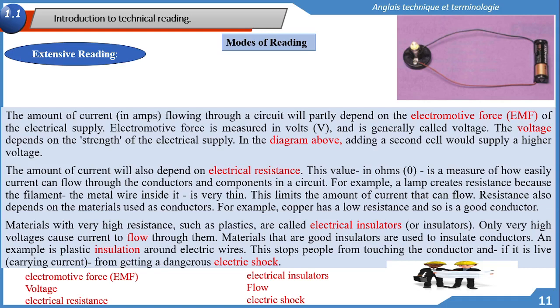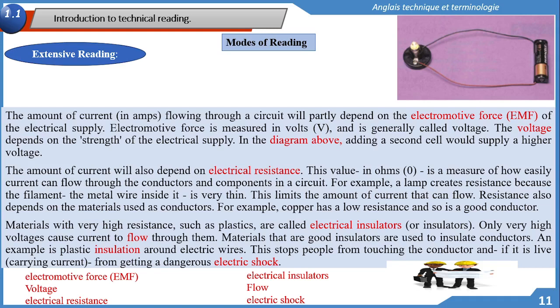So in speed reading, you read swiftly while still exploring the main ideas. So you understand that current in a circuit depends on both electromotive force and electrical resistance. You know that electromotive force is measured in volts and is often referred to as voltage. You recognize that voltage is related to the strength of the electrical supply. You comprehend that adding a second cell can increase voltage.